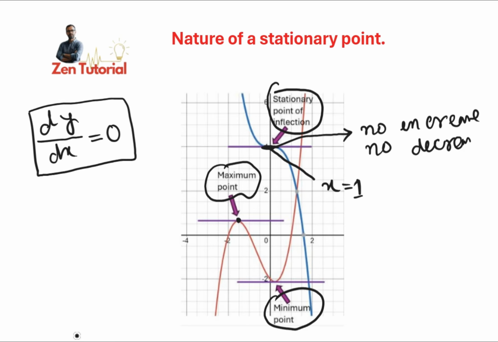Zero doesn't tell us everything. We need to determine the nature of that stationary point. Indeed, there are actually 3 possibilities.